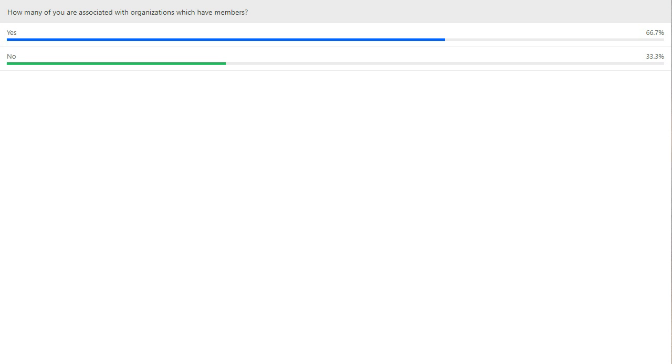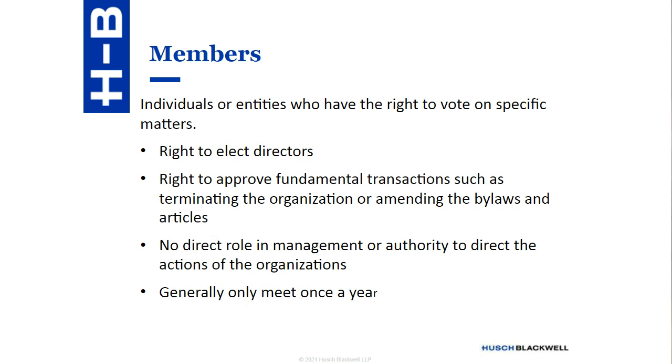Now, it could be that we're talking about different types of members, and let me go ahead and explain that. So we're not really talking about, with respect to governance, your average member of a zoo perhaps, who gets free train rides in exchange for a $30 annual membership. What we're really referring to here are individuals or entities who have the right to vote on specific matters.